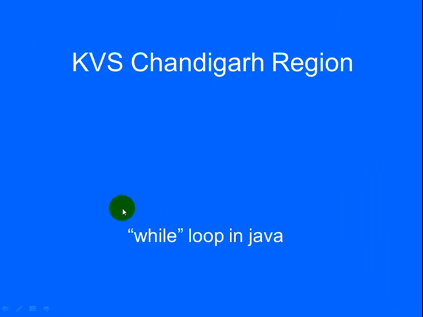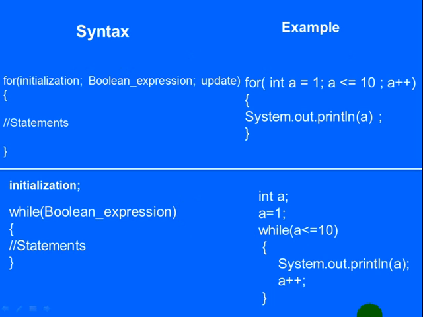While loop in Java. Now we shall learn about the while loop and its syntax, and how its syntax is different from the for loop that we have discussed in the previous video lesson. Now recall from the previous video lesson that in case of for loop, first of all we have the initialization part.